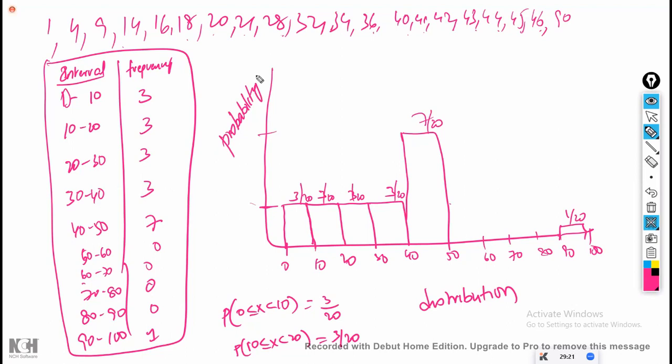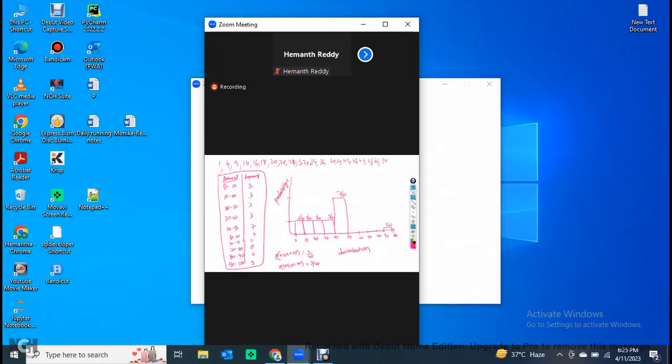Take any data set of your choice, any values of your choice, and just apply this interval. But whatever the interval is, every interval should be of equal size, not unequal. For example, if the first interval you are considering is 0 to 10, the second one should be 10 to 20 only. You can't take from 10 to 25.